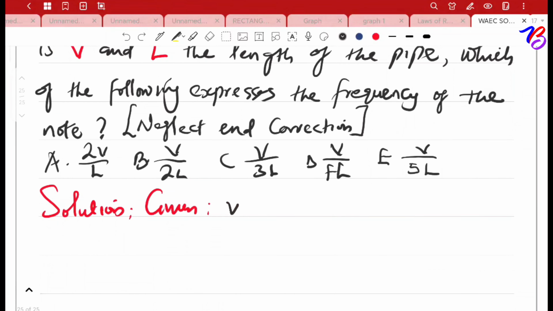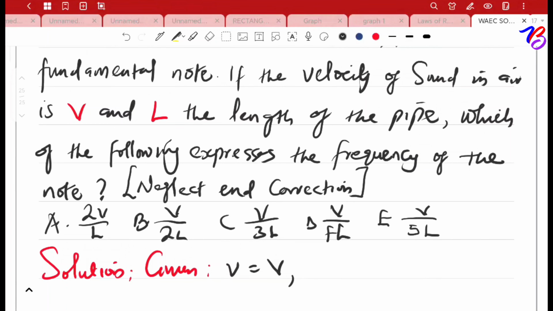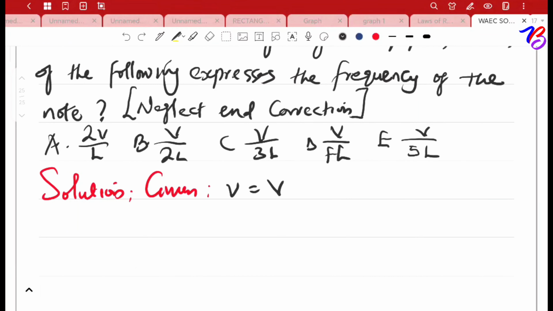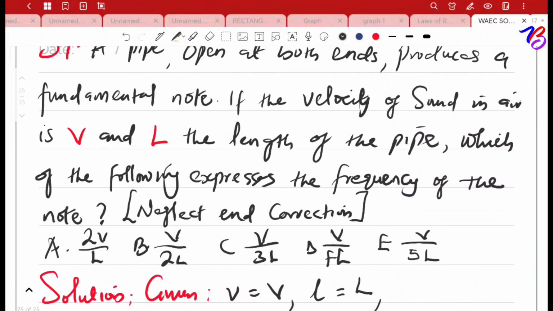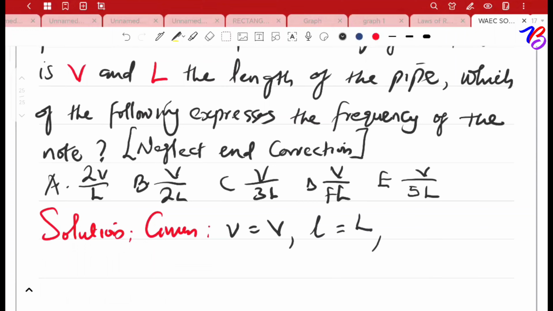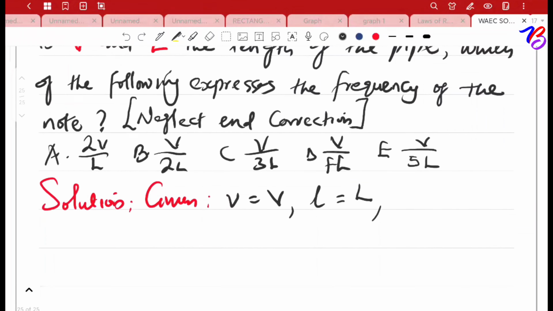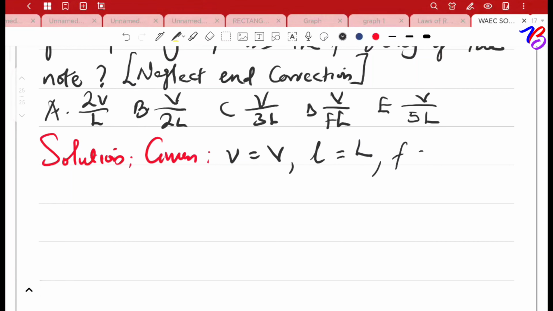So V is equal to V in meters per second, of course. Then our length is L, of course, in meters. So L is equal to L. Then the question says express the frequency. So that's the triune component of this question. Frequency, velocity, length, frequency, unknown.